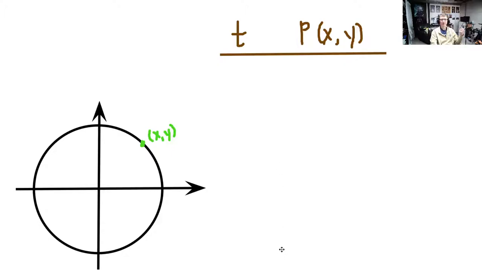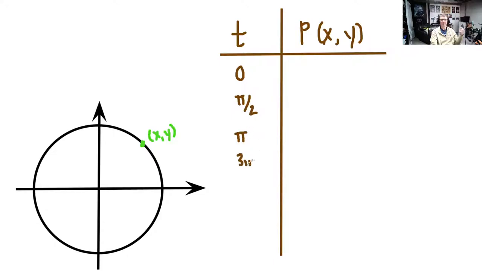Alright, so now I'm just going to give you some angles, and I want to know if you can find the terminal point. So I'm going to make a table here. This is a table of t, and this is the terminal point P, x, y. So I just want to know the coordinates. Here are some easy ones: 0, pi over 2, pi, 3 pi over 2, and 2 pi. What are the terminal points?